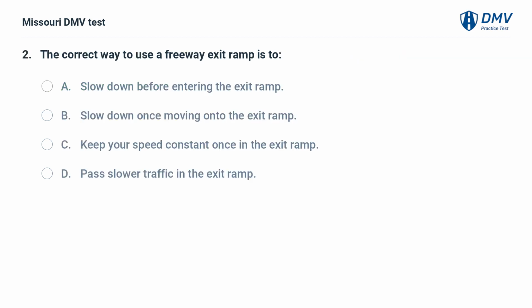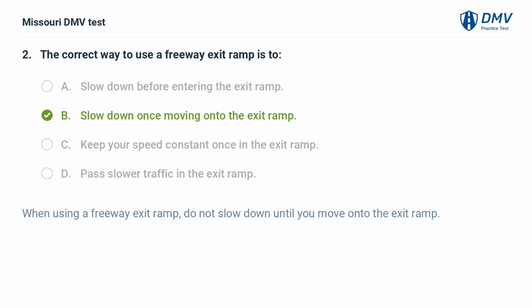The correct way to use a freeway exit ramp is to A. Slow down before entering the exit ramp. B. Slow down once moving onto the exit ramp. C. Keep your speed constant once in the exit ramp. D. Pass slower traffic in the exit ramp. B. Slow down once moving onto the exit ramp. When using a freeway exit ramp, do not slow down until you move onto the exit ramp.